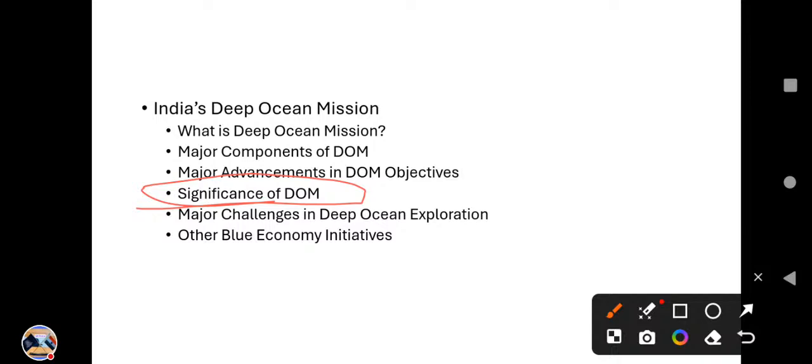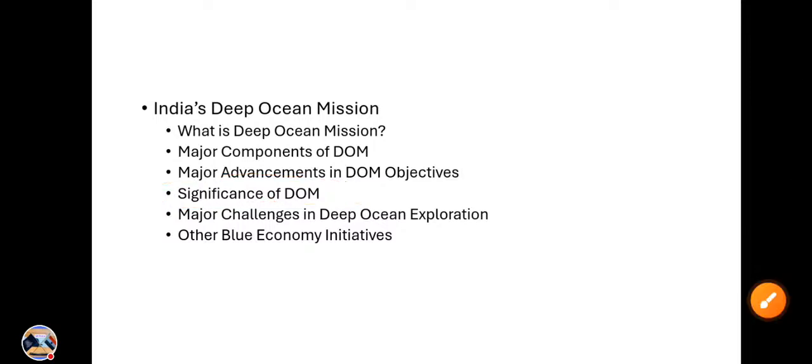The next significance is gaining technology expertise. Various countries have good expertise and technology required for deep sea missions. Five countries are able: the US, Russia, France, Japan, and China. India's participation makes it the sixth country with this capability. So India is the sixth country.